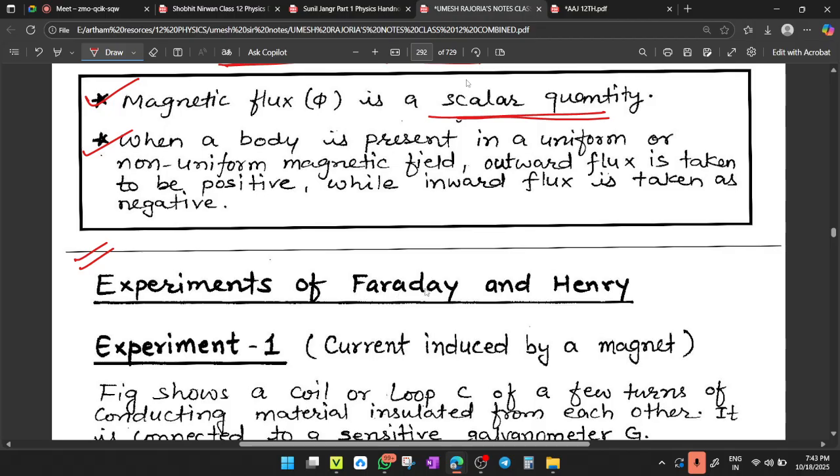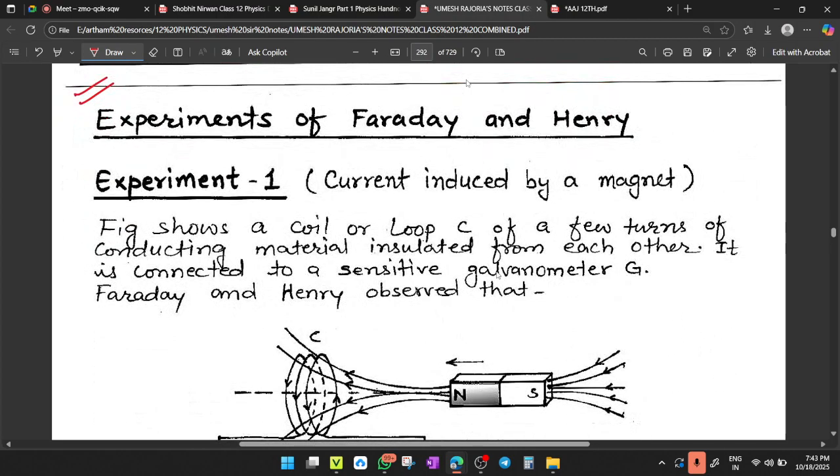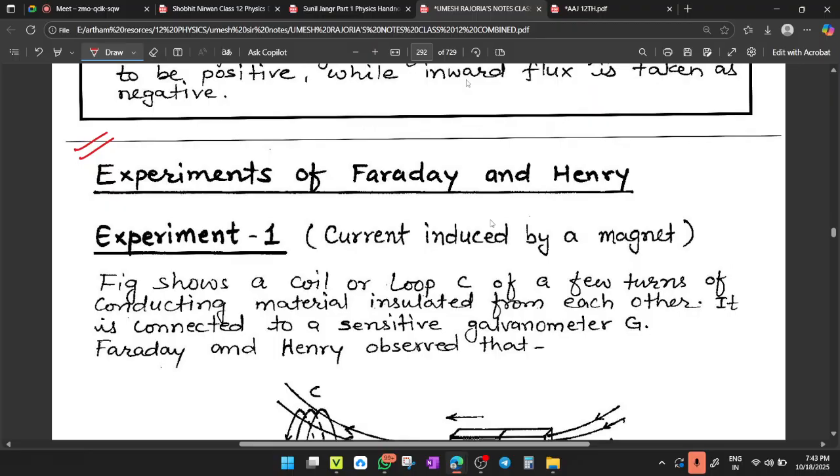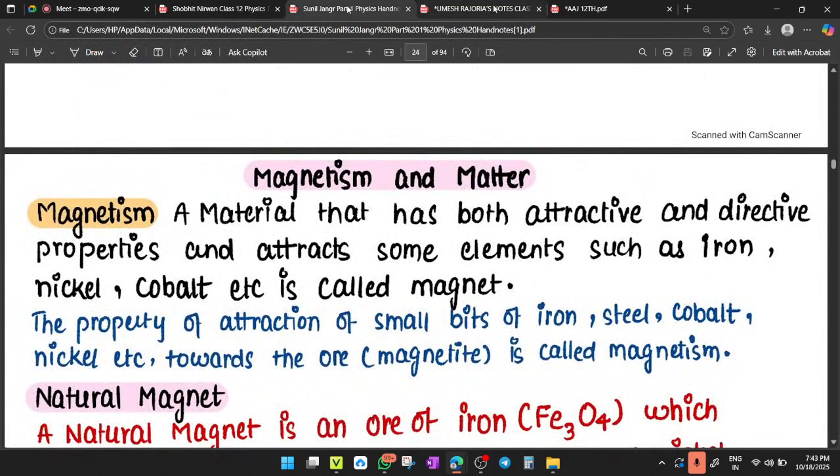Okay, talking about the experiments of Faraday and Henry. Yes, let us talk about electromagnetic induction. So, as I told you, when there is a current loop, like this is a loop placed in 3D, and you are moving a magnet towards the loop, right? Okay, so there is a production of EMF. EMF means voltage polarity will be developed.